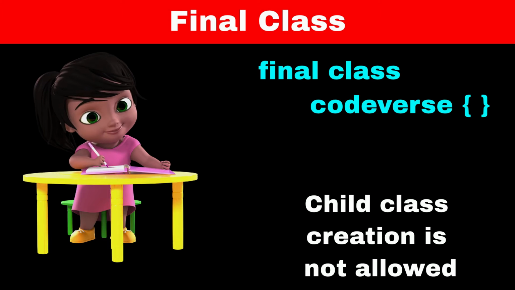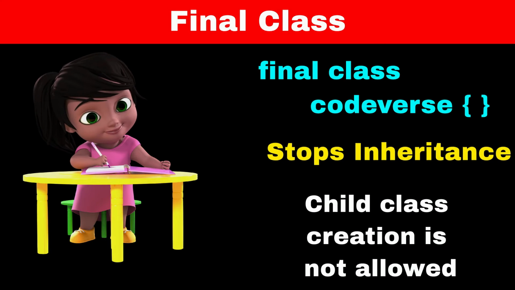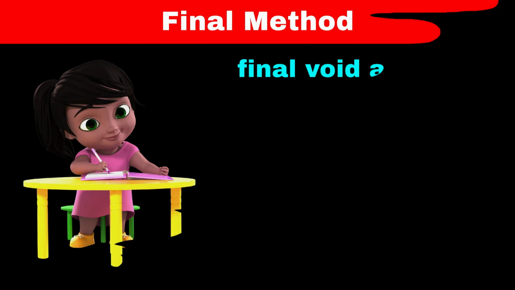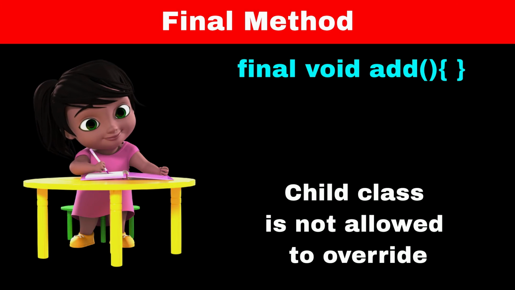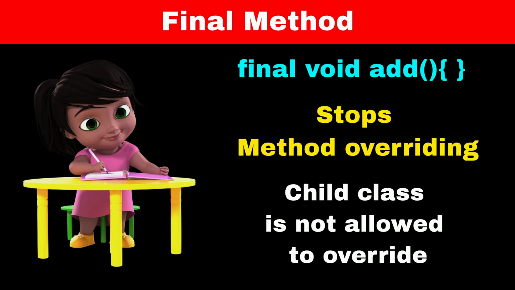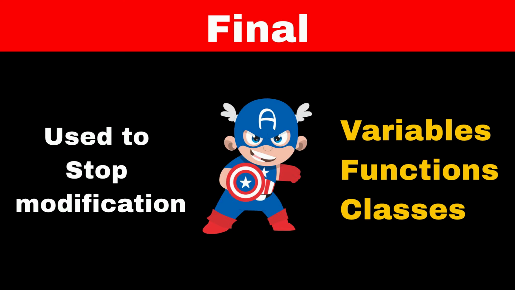If we use it with a class, then Java will not allow us to create a child class of that class, meaning it will stop inheritance. If we use it with a method, then it will not allow the child class to override that method, meaning it will stop method overriding. So the final keyword is like a superhero with a shield that stops all kinds of modification to the variables, classes and functions.